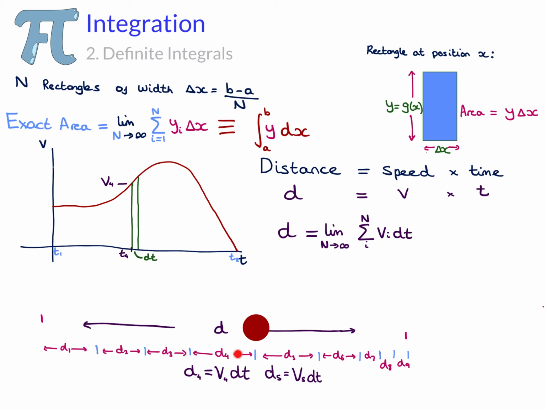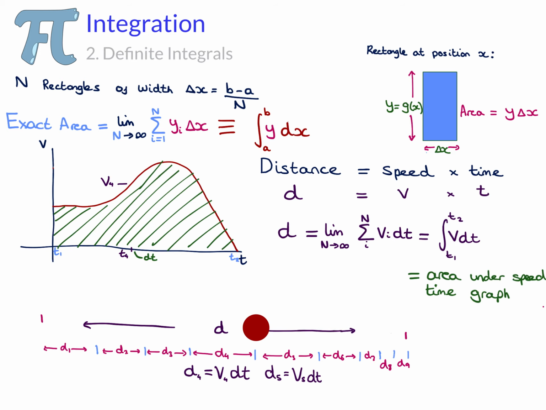Adding all these segments up means doing the following integral, and it should come as no surprise that we are finding the area underneath the speed-time graph. This concept can be extended easily, and I encourage you to think about other formulas this method would apply to.